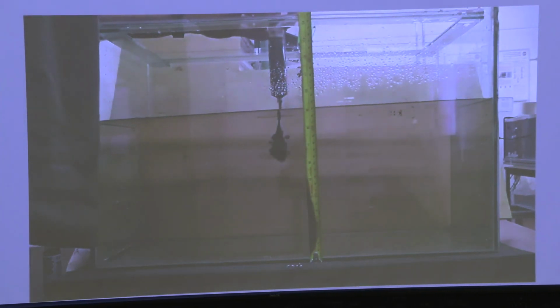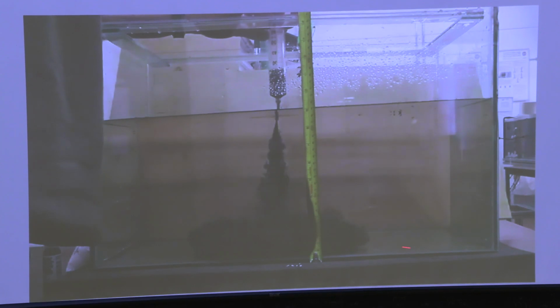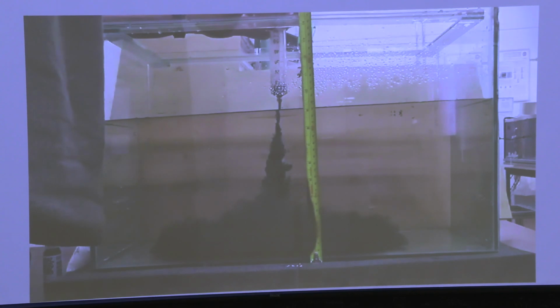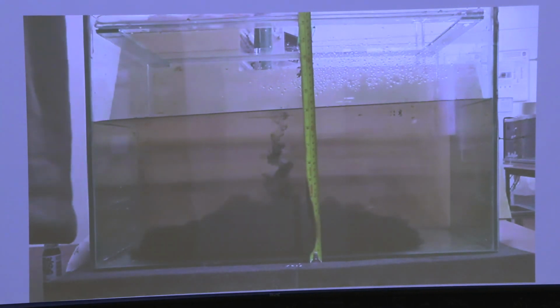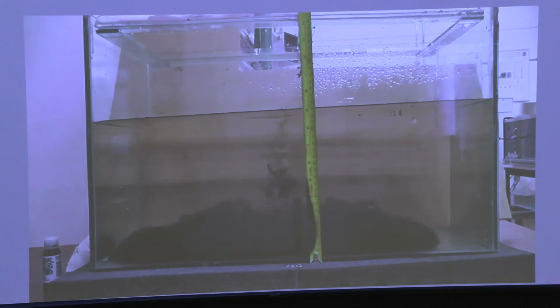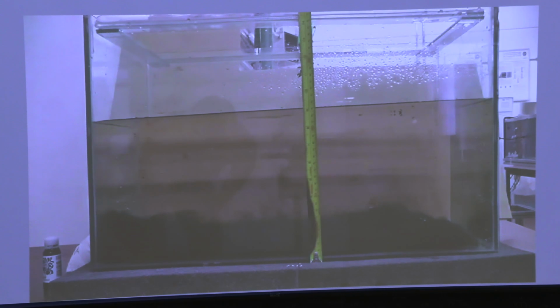I start injecting it, and you can see the buoyant plume being created, then the stagnation point at the ground, and then the smoke starts moving until it fills the tank. So we will wait until it settles completely, and then you will get the total volume that is created. You have to wait until it settles a little bit, and then you look at your ruler, and you can measure the volume.